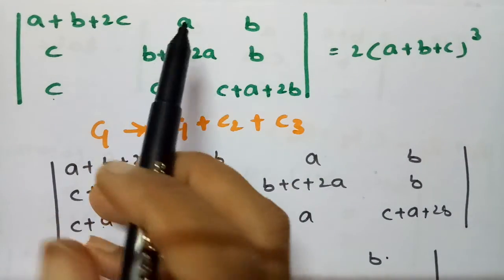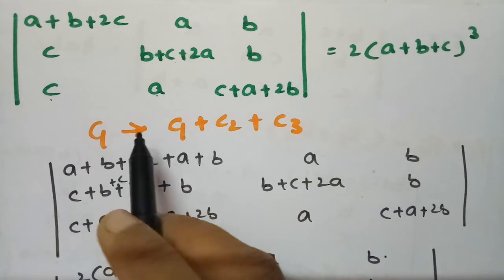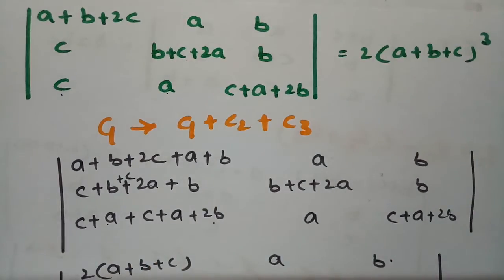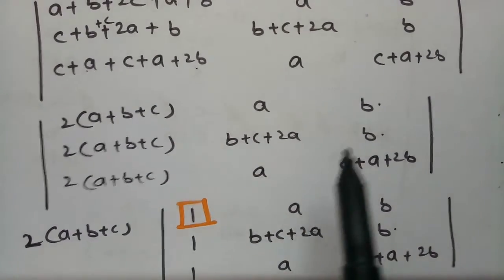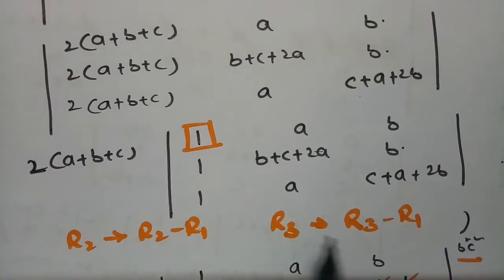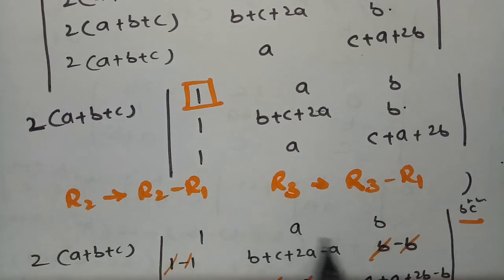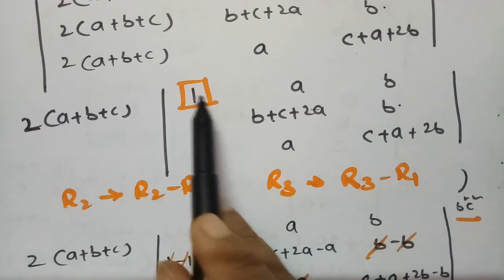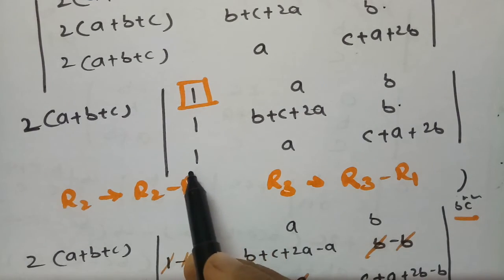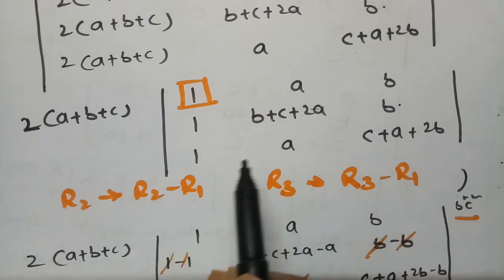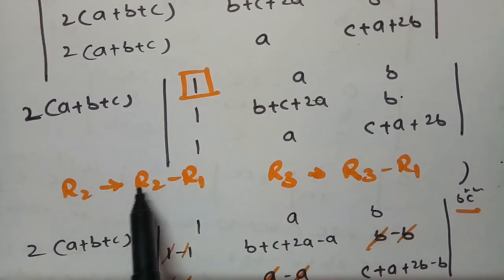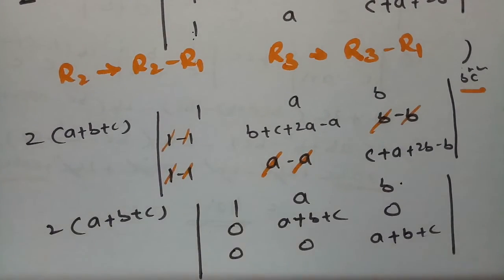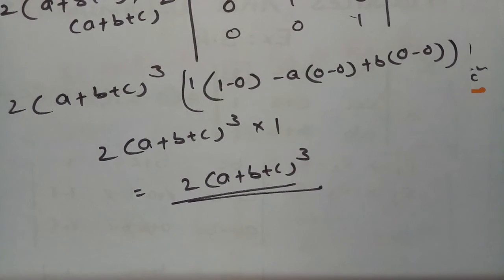So by seeing itself we can find out that column operation is very beneficial for this column 1. C1 affected as C1 plus C2 plus C3, and half of the question we have got after taking common. We got 2 times of A plus B plus C, and after directly finding the determinant also we'll be getting A plus B plus C whole square. And so there are single ones, so it's very convenient that using this one, we can make these two 0 so that finding the determinant value will be very easy. So R2 affected as R2 minus R1, and R3 affected as R3 minus R1. So after finding the determinant, the value we got is 2 times of A plus B plus C whole cube.